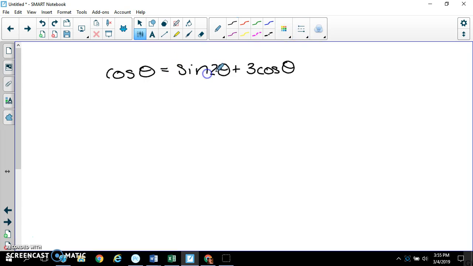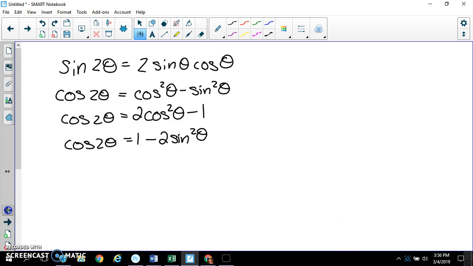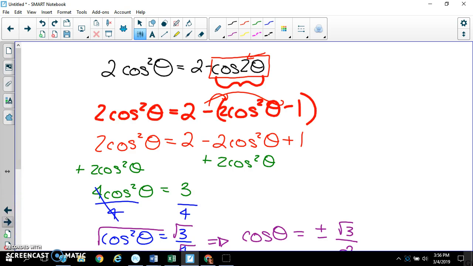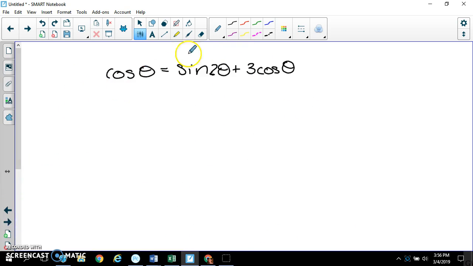We've got sine 2 theta. Now I'm going to use the sine equation. Last one we did cosine 2 theta; this is sine 2 theta. Now, I notice I have a cosine and a cosine, but if I'm using sine, I have to introduce sine and cosine. I have to have both of them there. So let's go ahead and substitute that in.